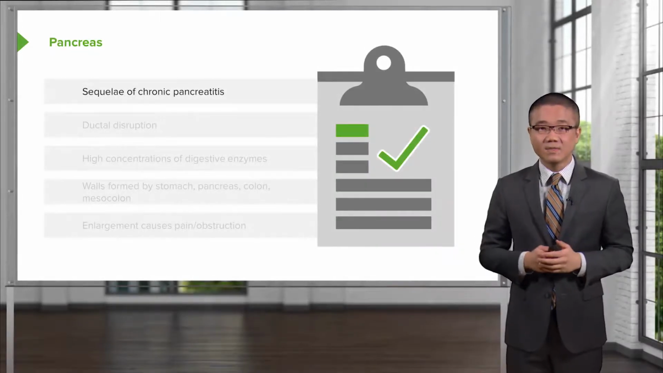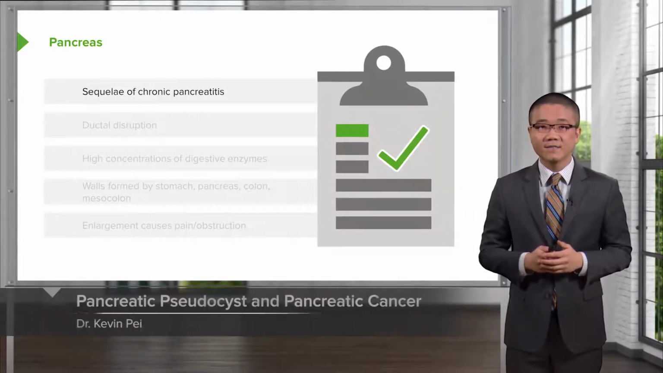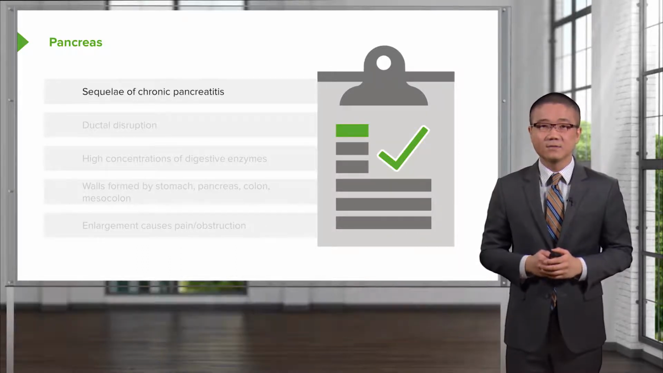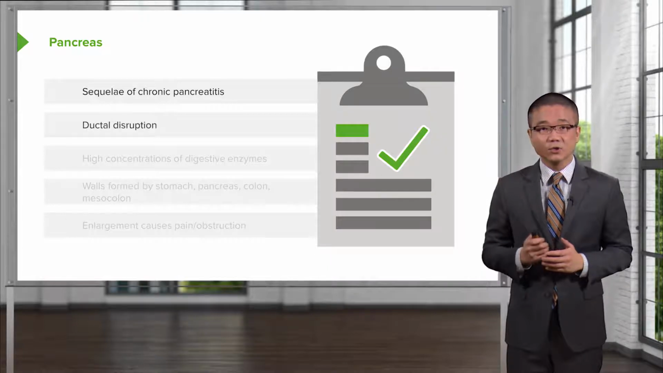Let's move on to a potential complication of acute pancreatitis. We're going to discuss next a pancreatic pseudocyst. Pancreatic pseudocysts can be a sequelae of chronic or acute pancreatitis. Usually, there is a pancreatic ductal disruption.